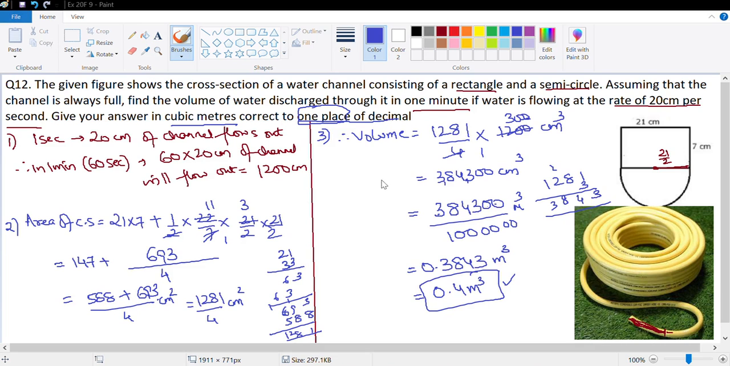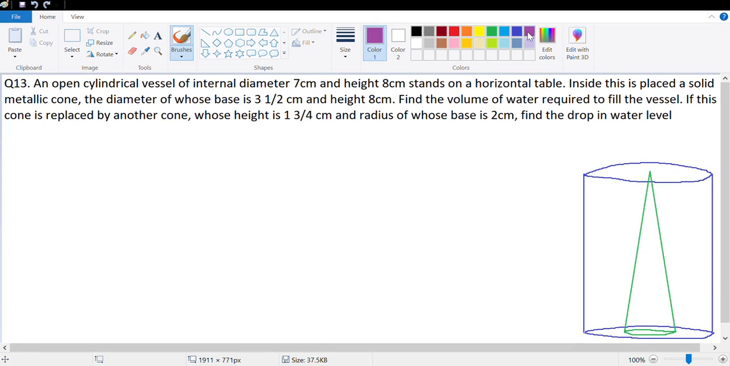Why the last question? Because the other questions have been deleted because hemisphere and semi-hemisphere are not in your syllabus this year. So question number 14 and 15 are not in your syllabus this year. Good. Let's look at this question.